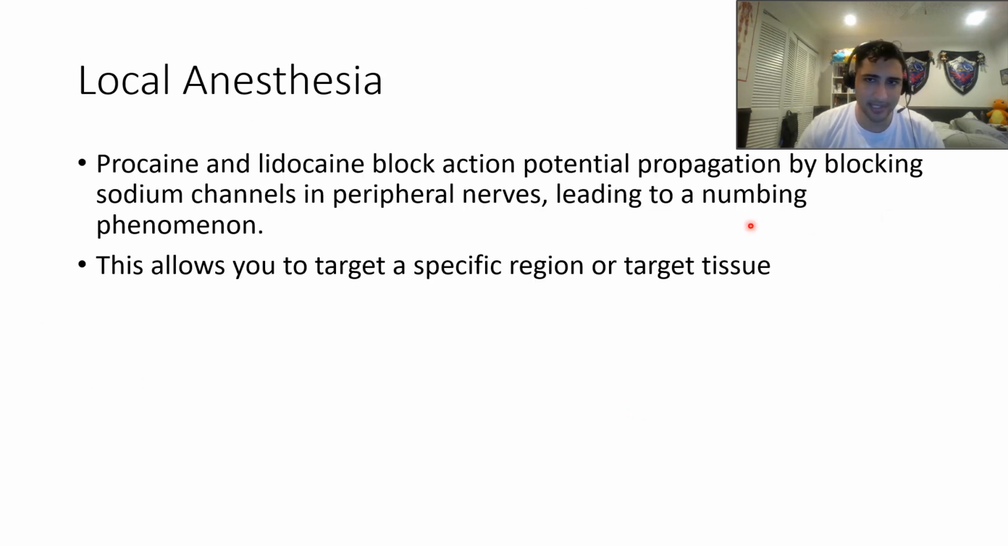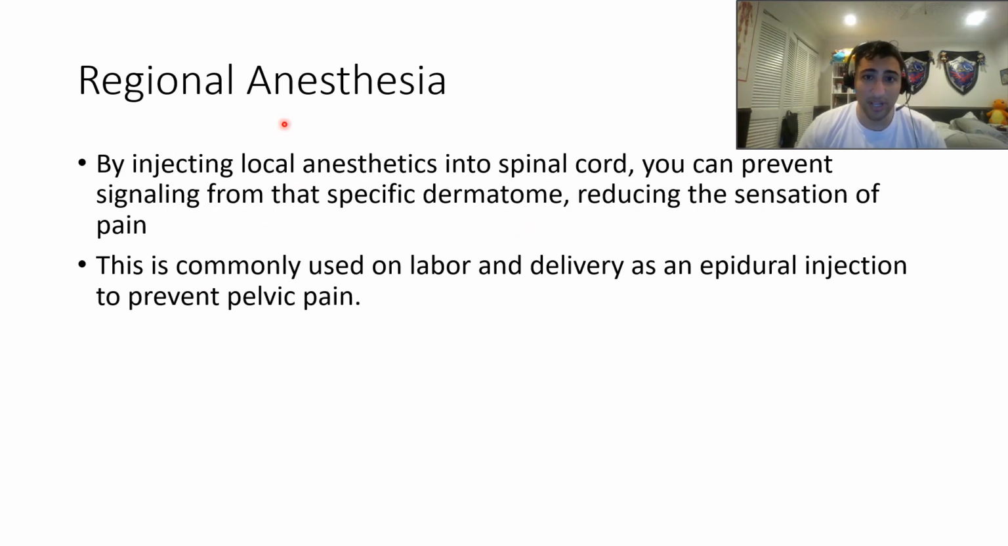All right, anesthesia. So procaine and lidocaine will block action potential propagation by blocking sodium channels in the peripheral nerves, and that lets you be very targeted. Regional anesthesia involves injecting near the spinal cord, all right, and you prevent signaling from that specific dermatome, reducing the sensation of pain. And this is very commonly used on labor and delivery as an epidural to prevent pelvic pain.